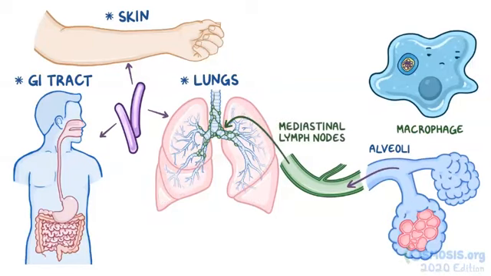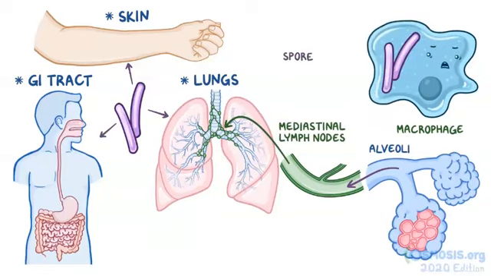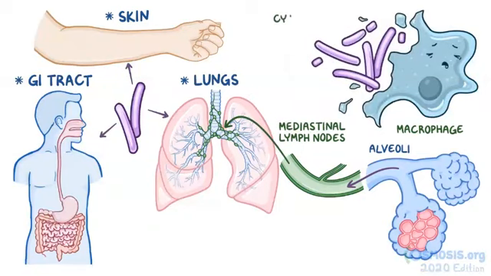A similar process occurs in both the skin and GI tract. Inside the macrophage, the spore germinates, releasing the active form of the bacteria that then exits the cell via cytolysis, or rupture of the cell membrane. Basically, the cell bursts, releasing the bacteria into the surrounding tissues.